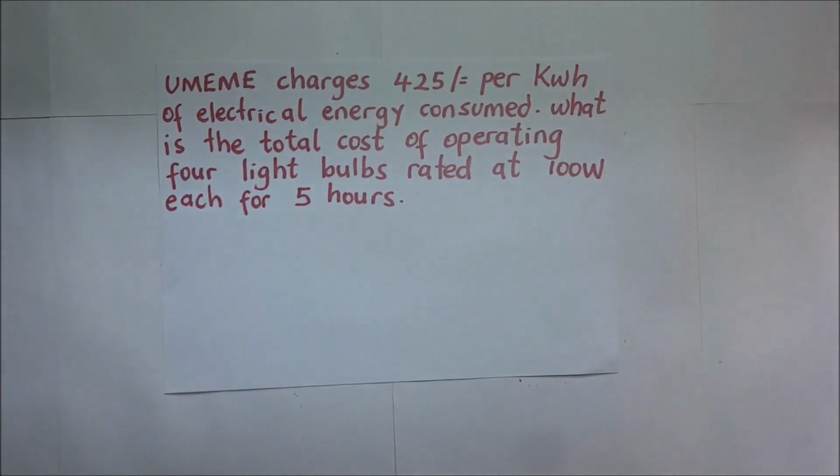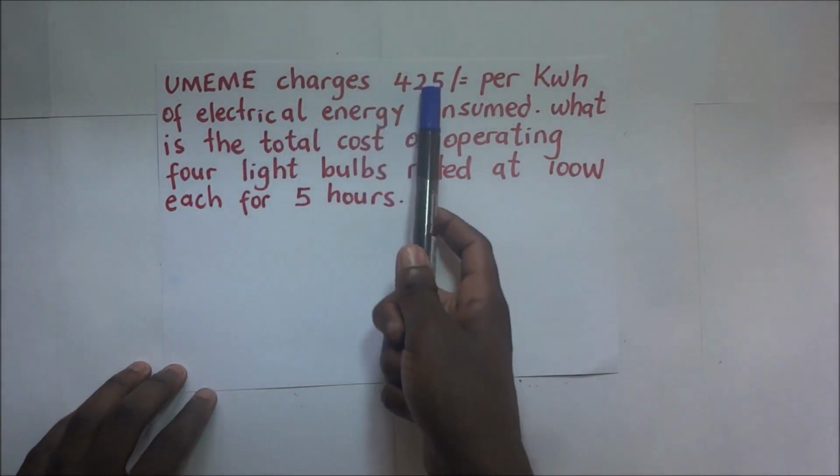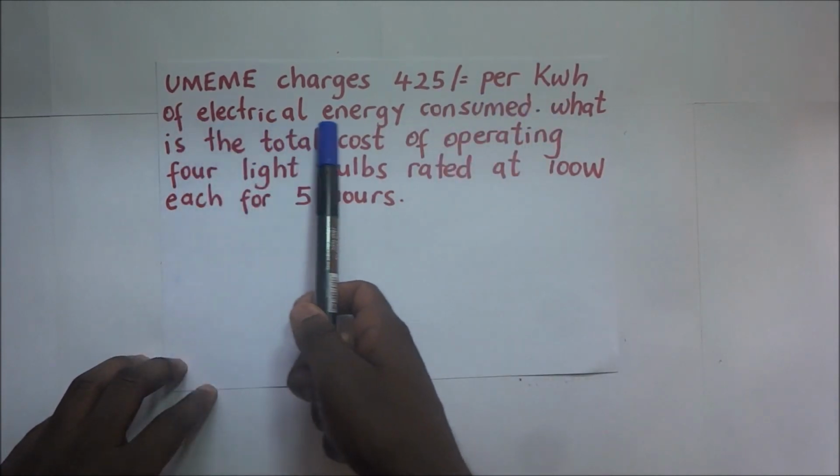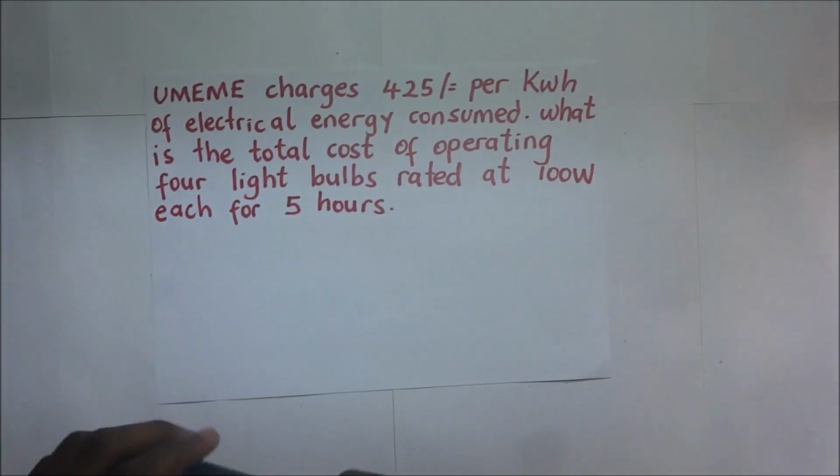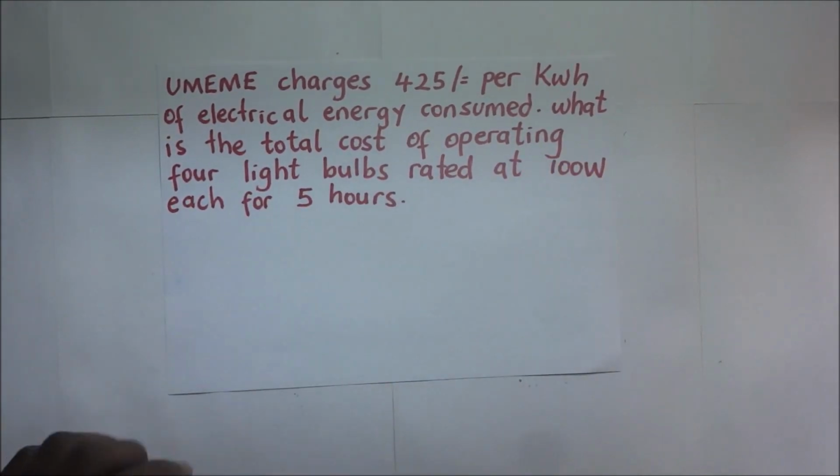In our other example here, we are being told that Umeme charges 425 shillings per kilowatt hour. Now Umeme is an electricity utility company in Uganda. Umeme charges 425 shillings per kilowatt hour of electrical energy consumed. What is the total cost of operating 4 light bulbs rated at 100 watts each for 5 hours?